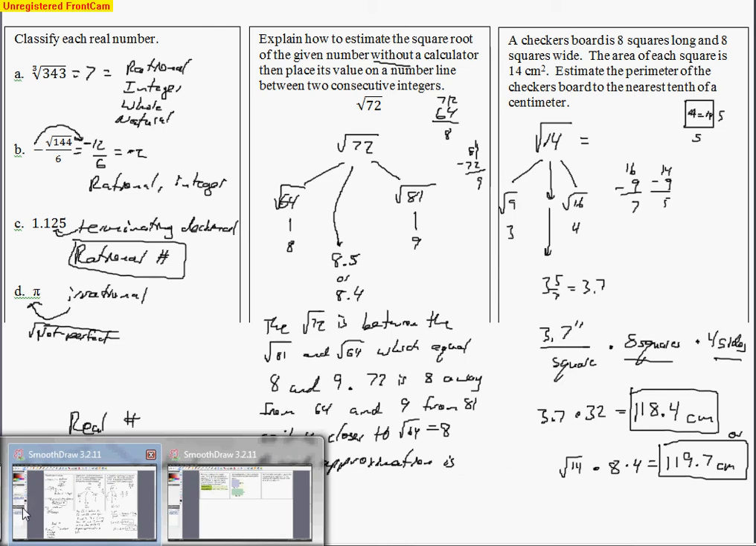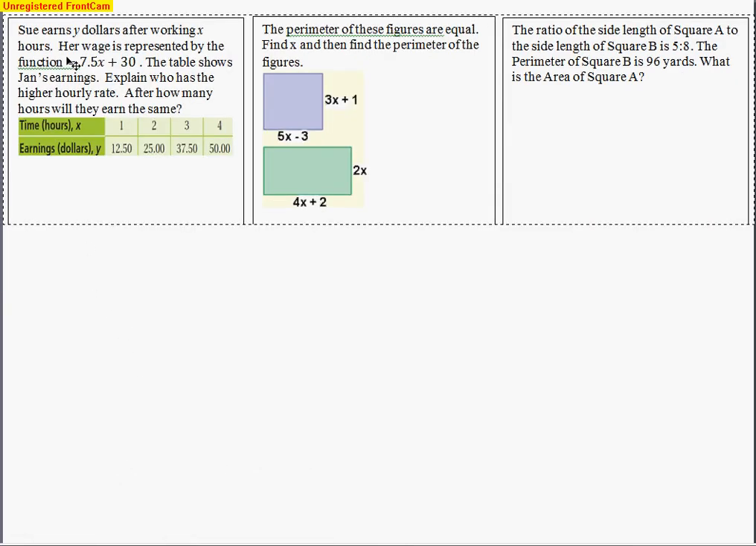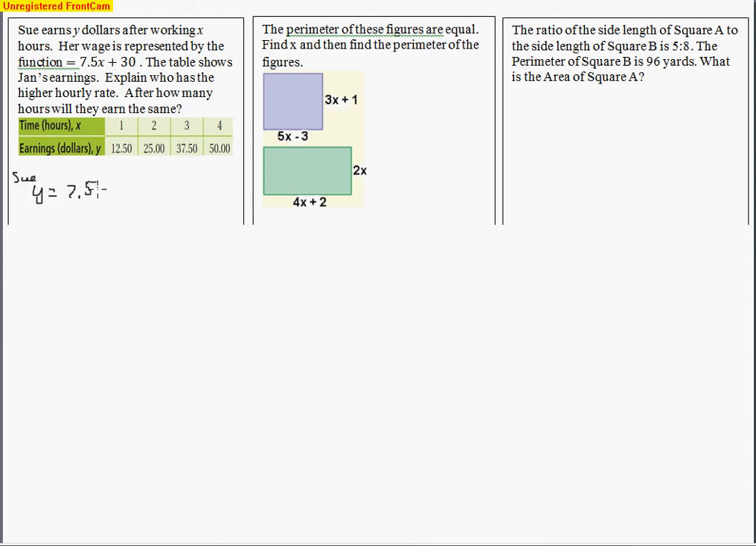Let's take a look at the last 3 problems that we see. It says that Sue earns Y dollars after working X hours, and her wage is represented by this function. And so here's our equation for Sue: Y equals 7.5x plus 30. So the 7.5 represents her hourly wage. So she earns $7.50 each hour. This 30 represents maybe her bonus, or just a starting amount.